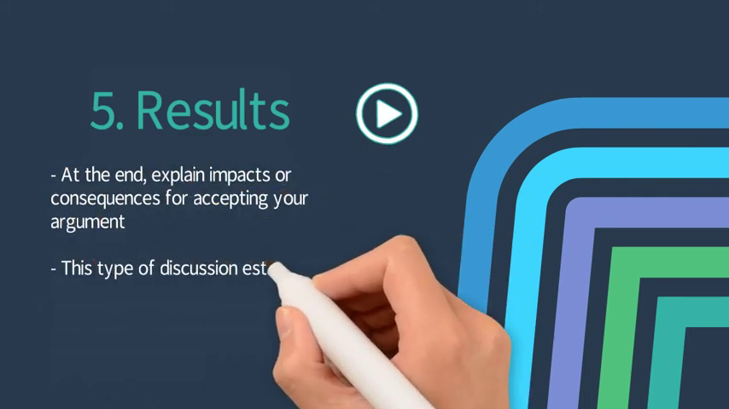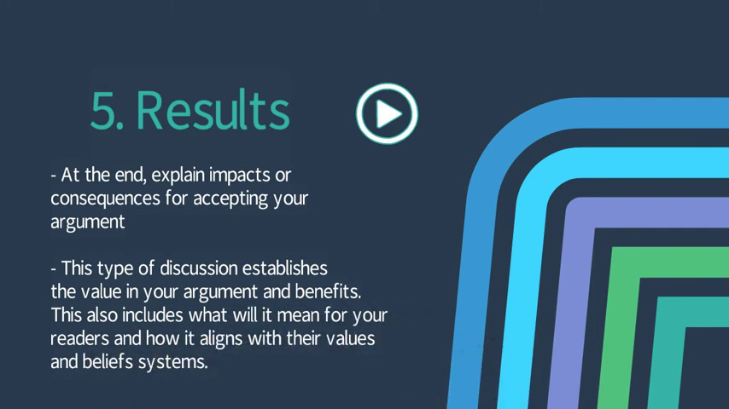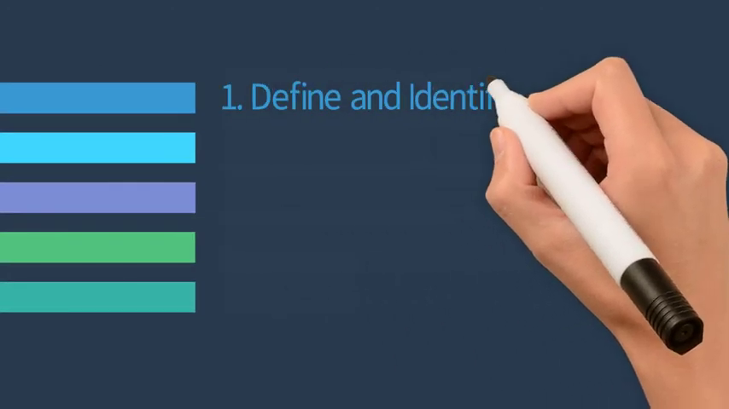5, results. At the end, be sure to clearly explain the impacts or consequences for accepting your argument. Oftentimes, we leave this part out. What should the audience know if they do decide to accept your points or positions?